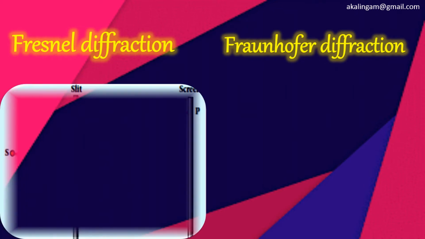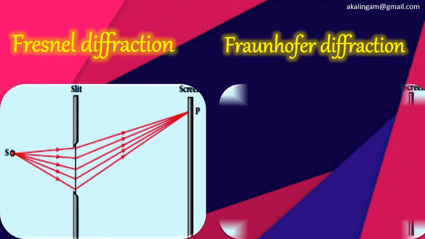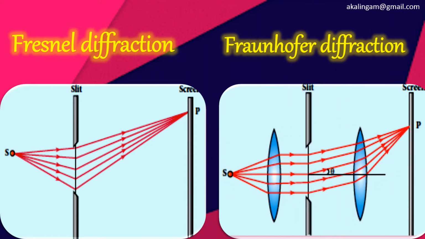Now we are going to see the diagrammatic form of Fresnel diffraction and Fraunhofer diffraction. In Fresnel diffraction, the source and the screen are kept at a finite distance. In Fraunhofer diffraction, the screen and the source are kept at infinite distance. In Fresnel diffraction, you can see that lenses are not used. In Fraunhofer diffraction, you can see that convex lenses, which make the diverging light parallel, are used. These are the diagrammatic forms of Fresnel and Fraunhofer diffraction.